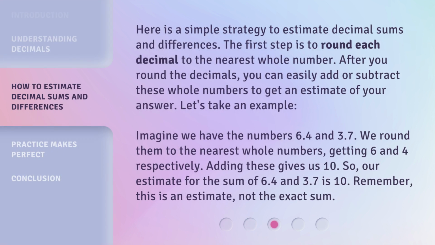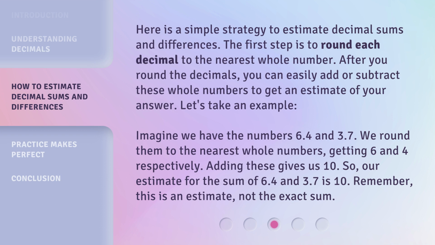Here is a simple strategy to estimate decimal sums and differences. The first step is to round each decimal to the nearest whole number. After you round the decimals, you can easily add or subtract these whole numbers to get an estimate of your answer. Let's take an example.